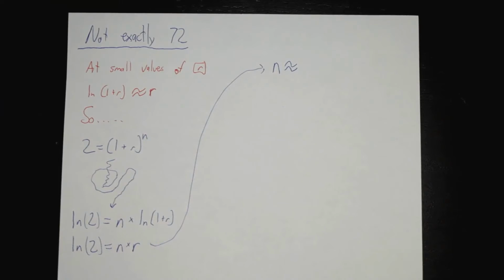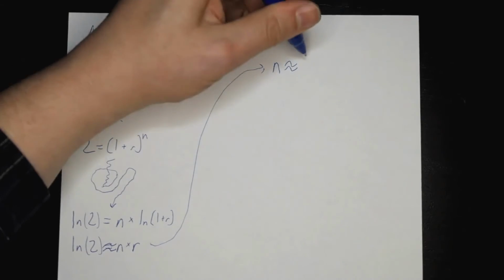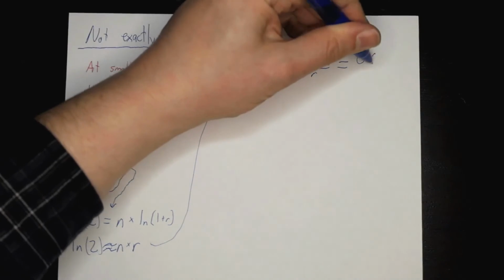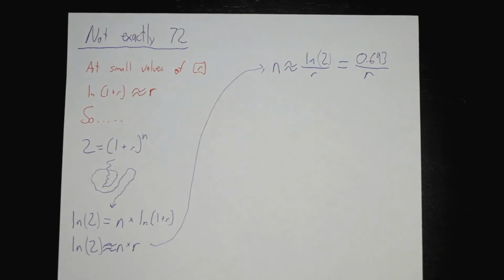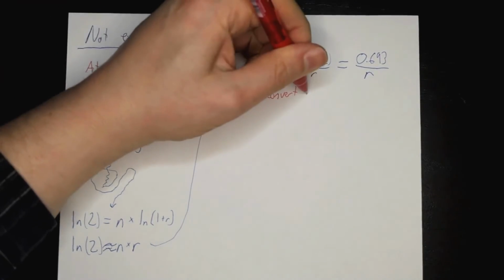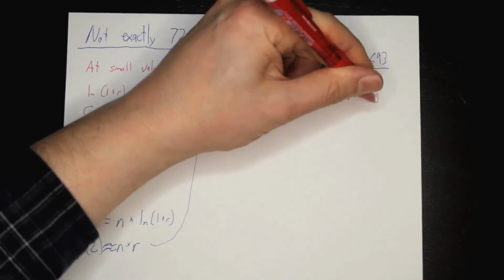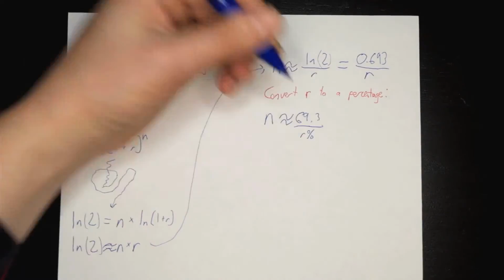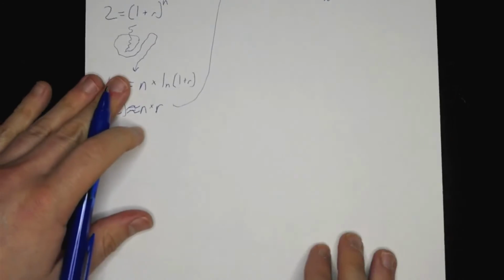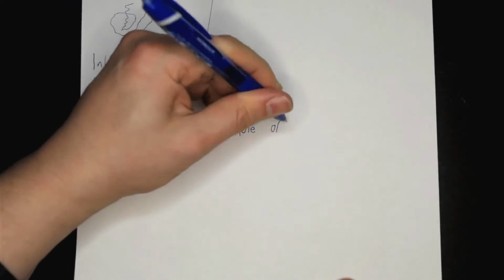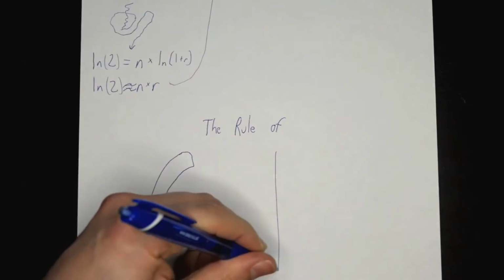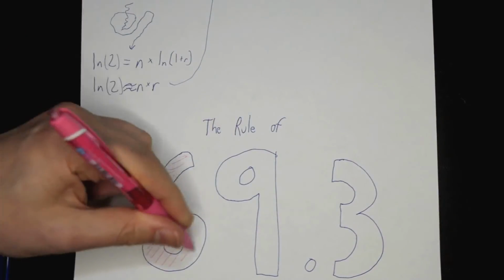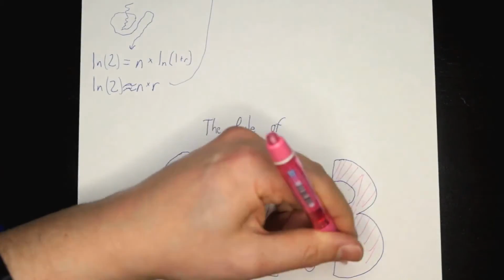Okay, so n is roughly, oh, right, it's not equal. Down here it's roughly equal, but you know what I mean. So n is roughly equal to 0.693 over r. And if we convert back to a percentage, because we want to talk about r in terms of percentages and not decimals, we have 69.3. So instead of the rule of 72, we're actually talking about the rule of 69.3. Doesn't that just roll off the tongue?